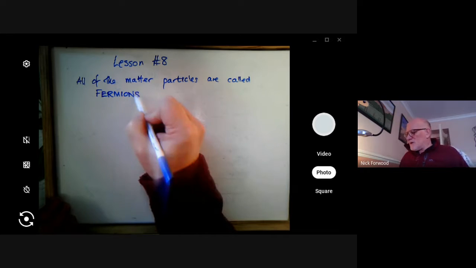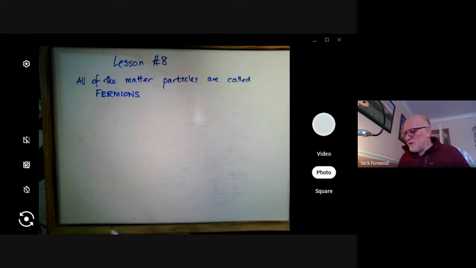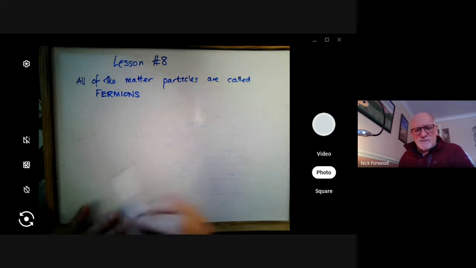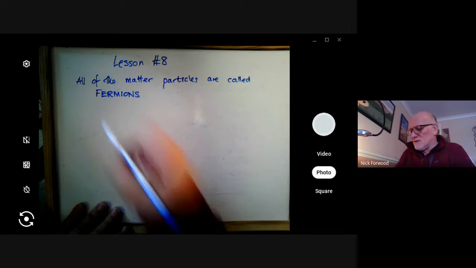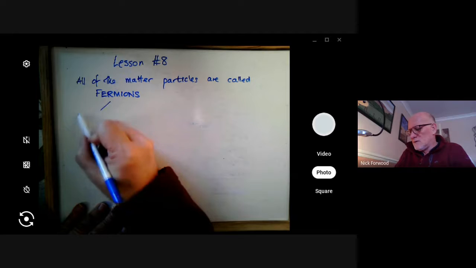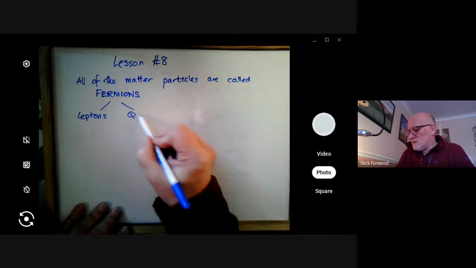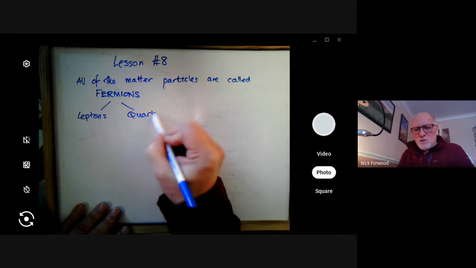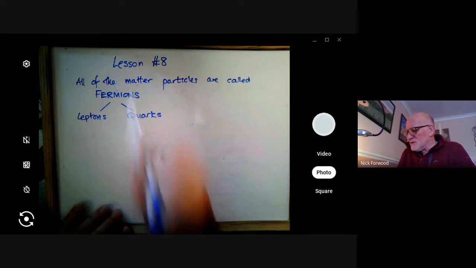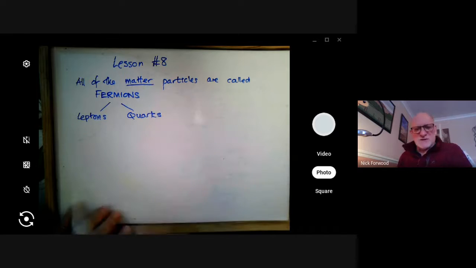So all of the matter particles are called fermions. Fermi was an Italian physicist. Most of these particle groups, not all of them, but most of these particle groups are named after people. So what makes up fermions? Well, we've got leptons, and we've got quarks, and I want to stress that these are matter particles.